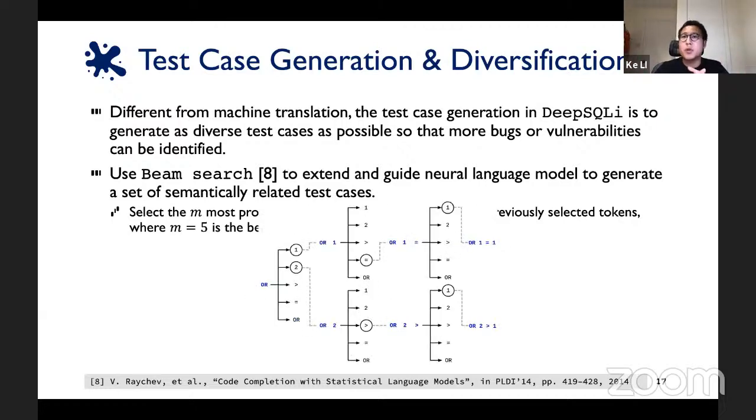So this is just a simple example. What you can see is that, given the input token, we have 5 different outputs from the neural language model, and O1 and O2 have the highest probability. Then in the next step, we will start from these 2 to generate 5 more different test cases and so on and so forth. By doing so, we can expect to have more diversified test cases at the end. So I think that's pretty much about DeepSQLi, which is kind of different from the literature.